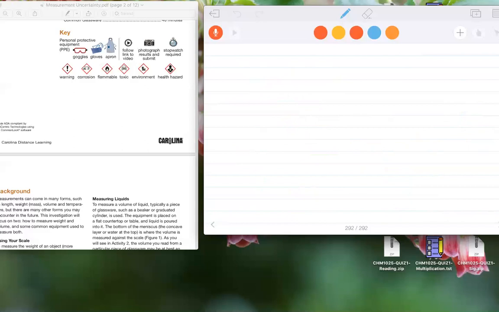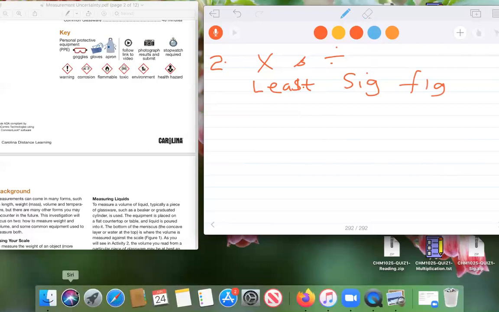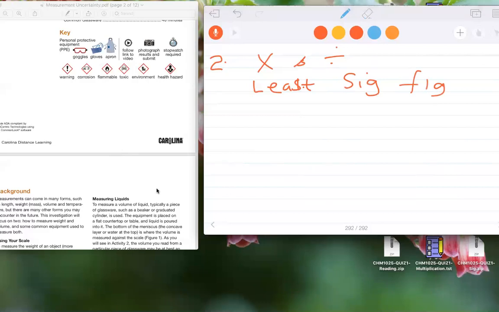And then here, rule number 2 is multiplication and division. Here you look at the number with the least significant figures. Least significant figures. I'm going to look at that and make sure you know that all of them have the least significant figures.